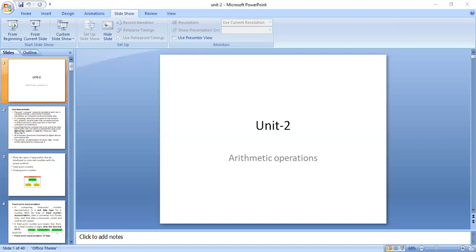What are the topics I take today? First topic, multiplication algorithm. Second topic, fast multiplication. Third topic, division algorithm. And fourth one, floating point numbers, addition and subtraction algorithm.